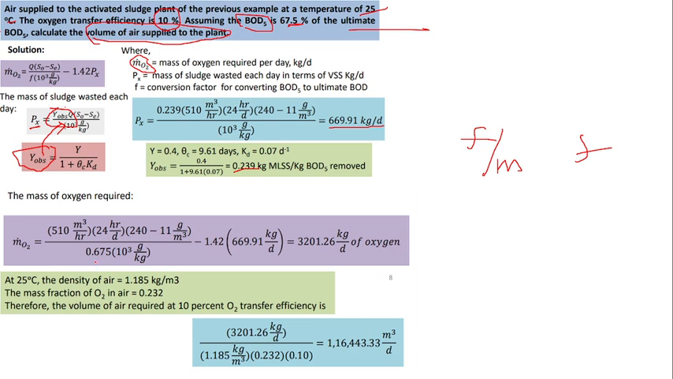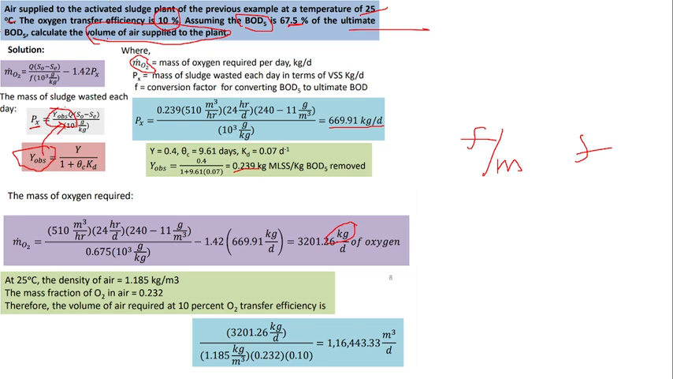So we have to multiply it with 0.675 into 10 power 3, and then minus 1.42 into Px. Substitute the value of Px obtained here. If you solve this, you will obtain the mass of the oxygen as 3201.26 kg per day. So this much kg of oxygen is required. It is mentioned in kg.